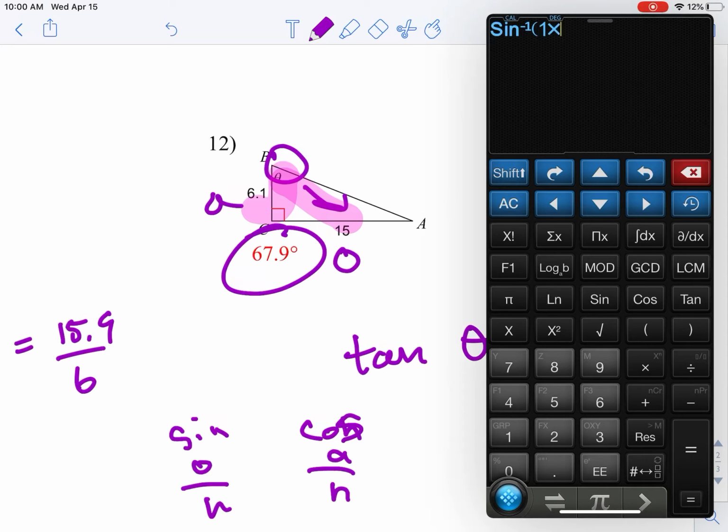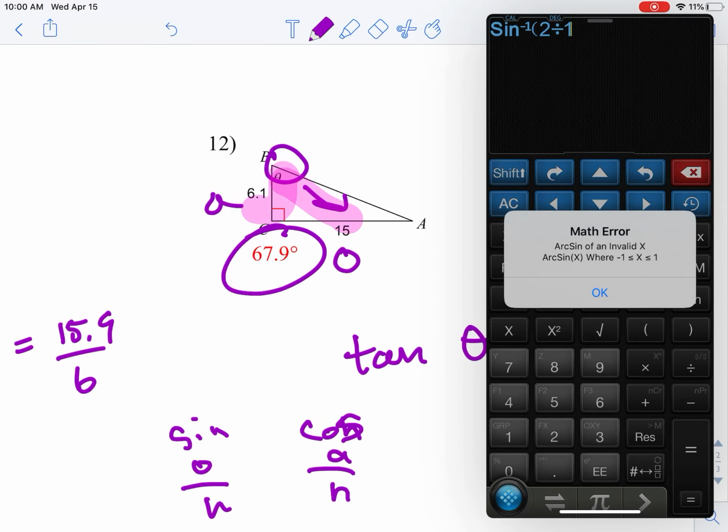Sine 1 divided by 2. Okay, I get an answer, right? If I do sine inverse 2 divided by 1, I get an error. I get an error because the calculator doesn't know what to do. Because you're telling the calculator sine 2 over 1. Well, sine is opposite over hypotenuse. If the hypotenuse is 1, the opposite side cannot be 2. The hypotenuse has to be bigger, okay?